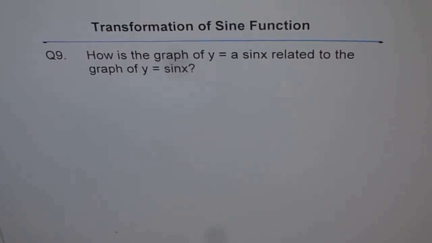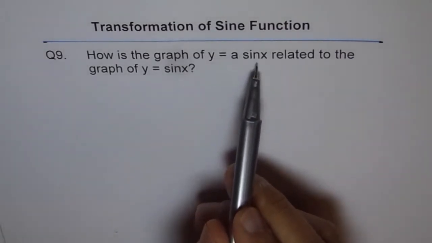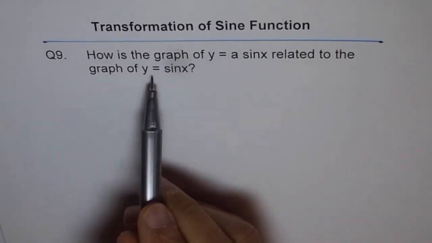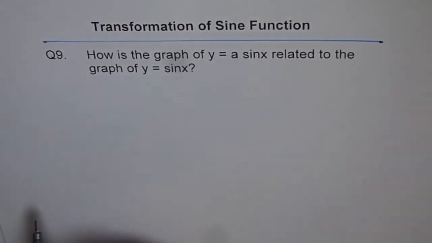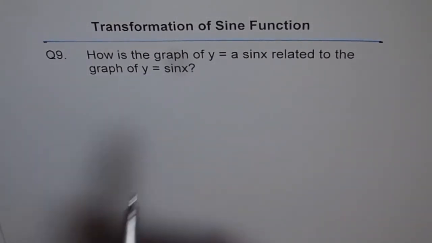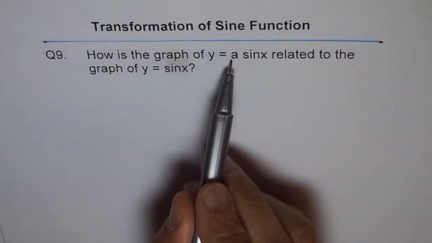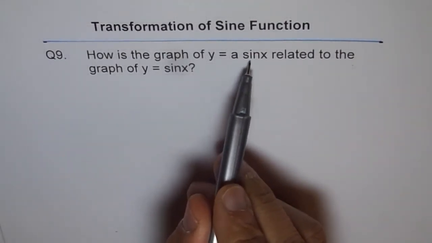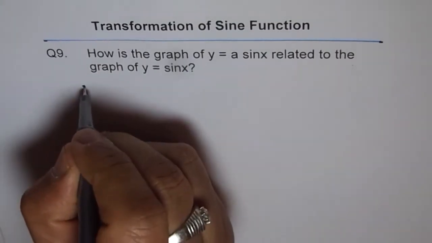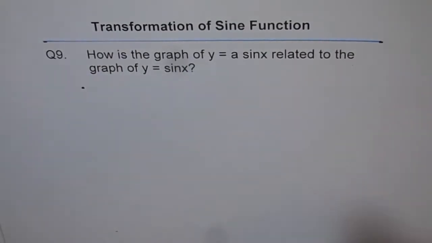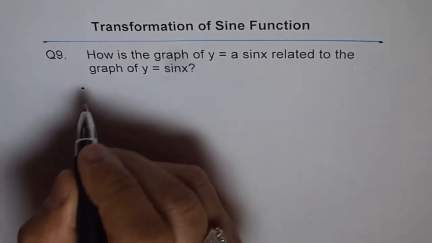Transformation of sine function. Question 9. How is the graph of y equals a sine x related to the graph of y equals sine x? Well, a actually multiplies the sine x by a factor of a. So what does that mean? Its effect is a vertical stretch by a factor of a.